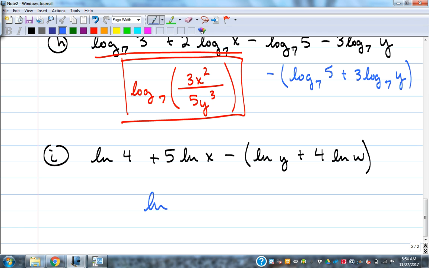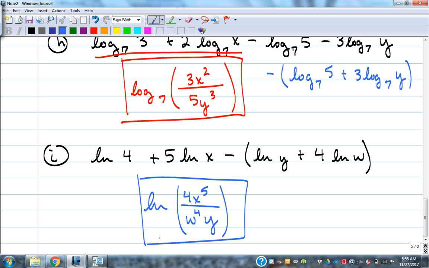What's the numerator then? 4x to the 5th power. Good job. The denominator. I'm going to write it w to the 4th y, because alphabetical order in my brain matters. It doesn't really matter mathematically.